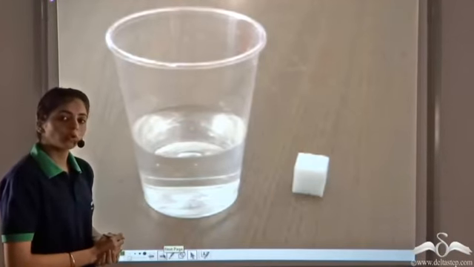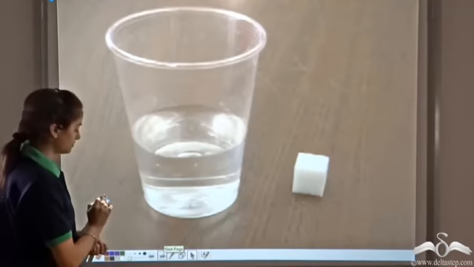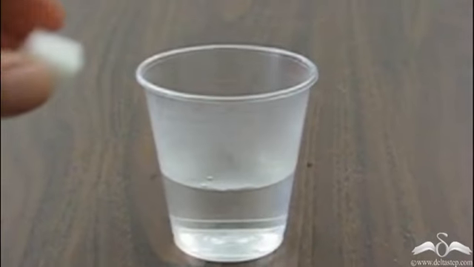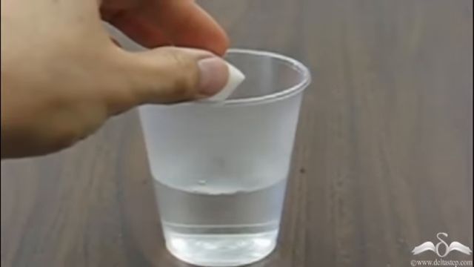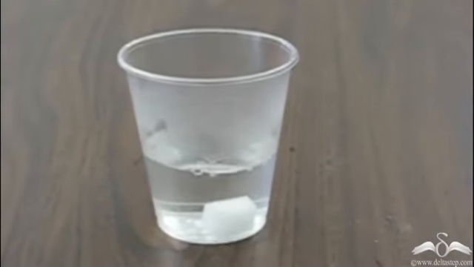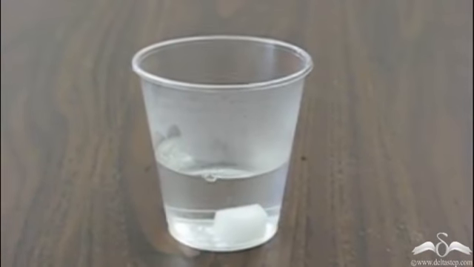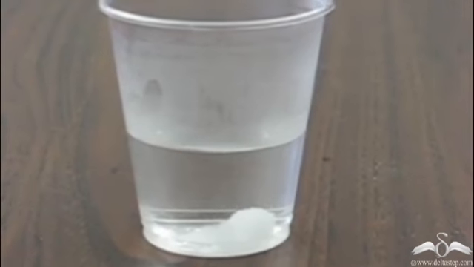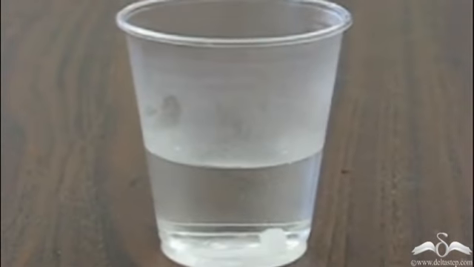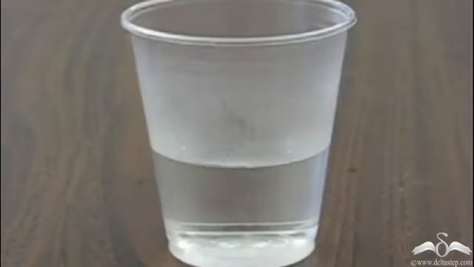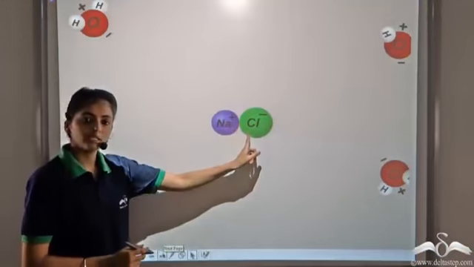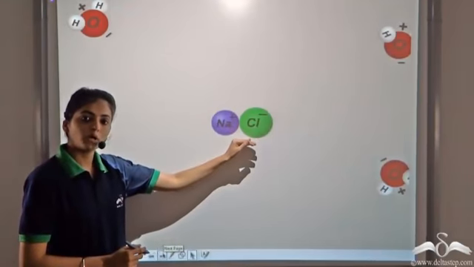we take a lump of salt and we put it in water. As soon as we add it in water, we see that it starts dissociating. Let's see how this happens. So salt is NaCl. It is an ionic compound.